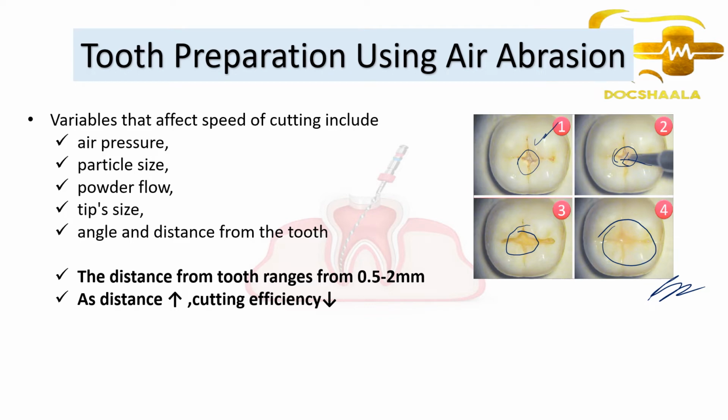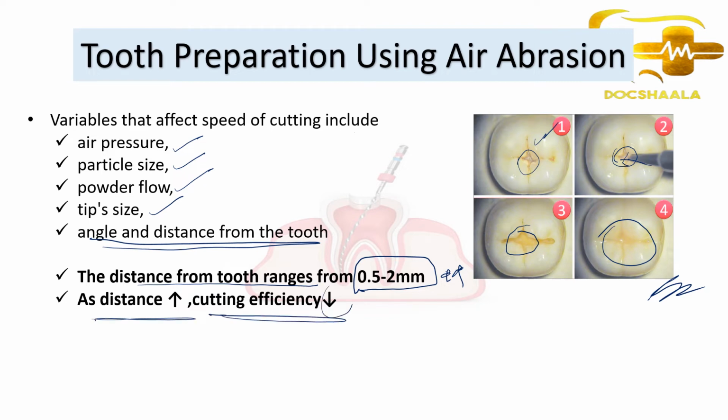Variables that affect the speed of cutting include air pressure, particle size, powder flow, tip size, angle and distance from the tooth. The distance from the tooth ranges from 0.5 to 2 mm. So we put the nozzle at a distance of 0.5 to 2 mm from the tooth. This is one more important thing: as the distance increases, the cutting efficiency of the nozzle decreases.